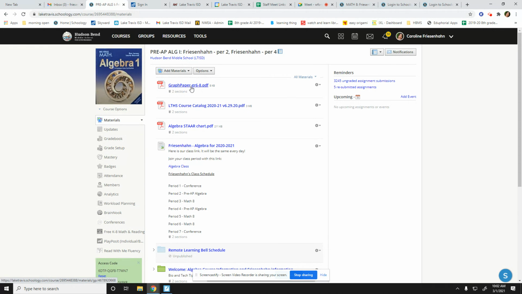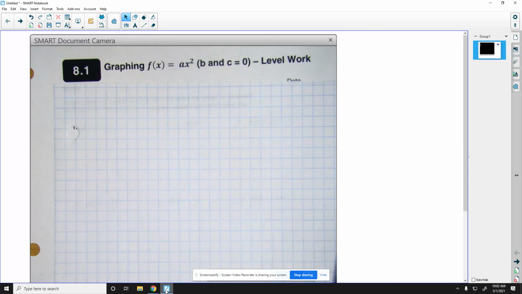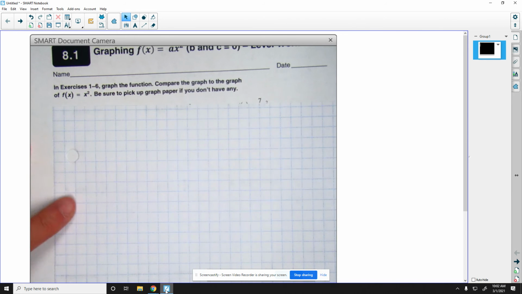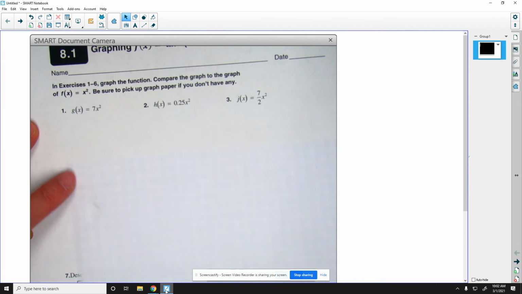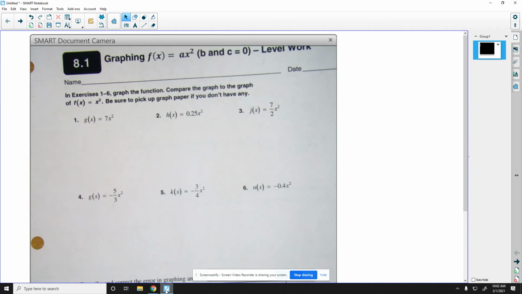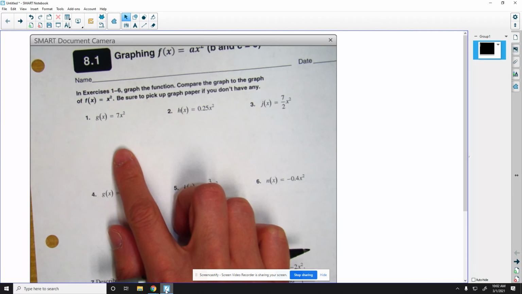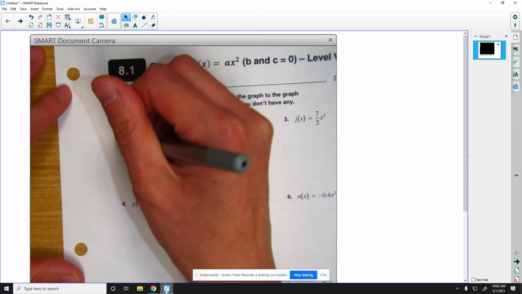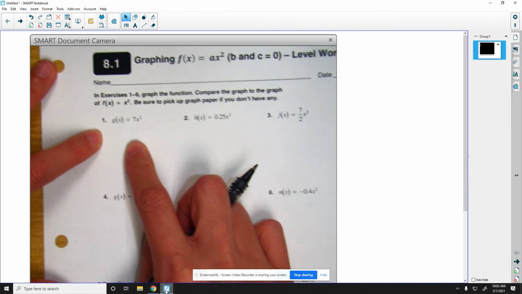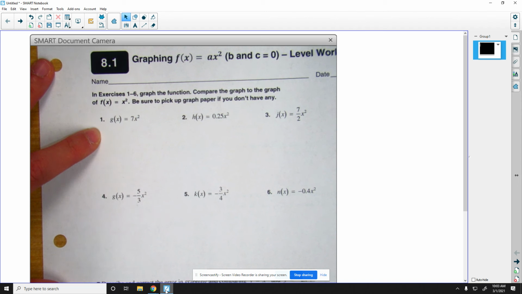So I have the graph paper up in 2 places. Either do it on Kami or print it out, and then you can draw on it, if you don't have graph paper at home. What you're going to be doing is graphing all of these and then comparing.